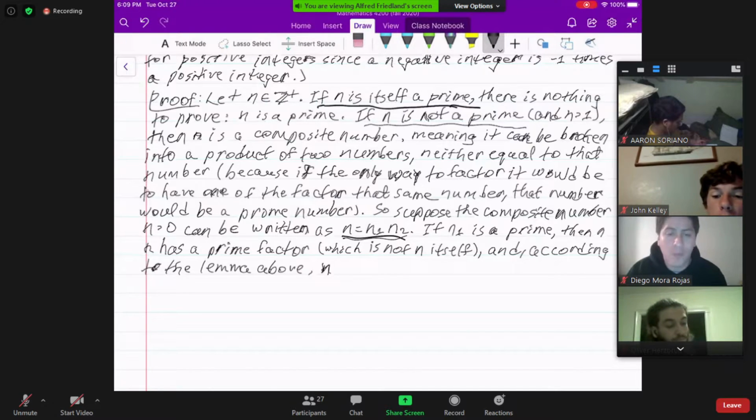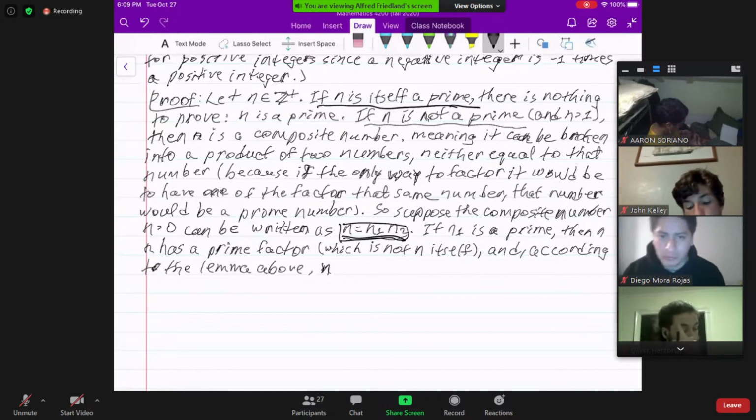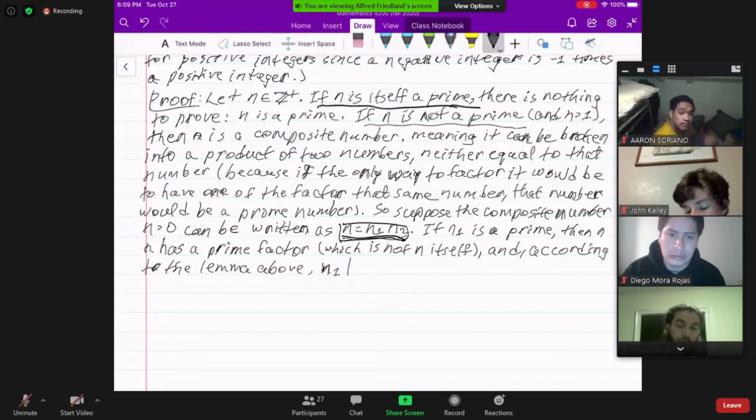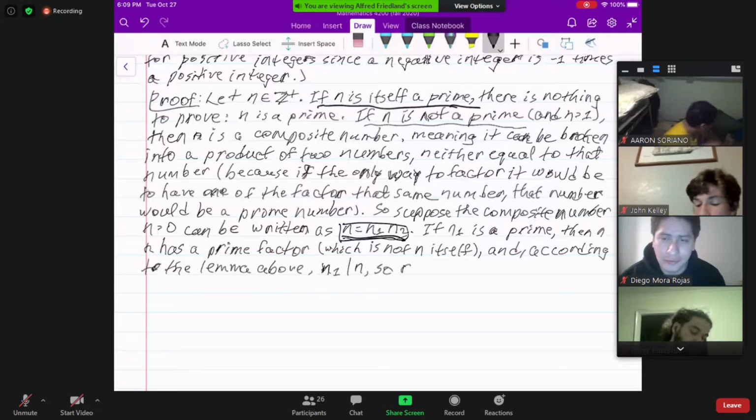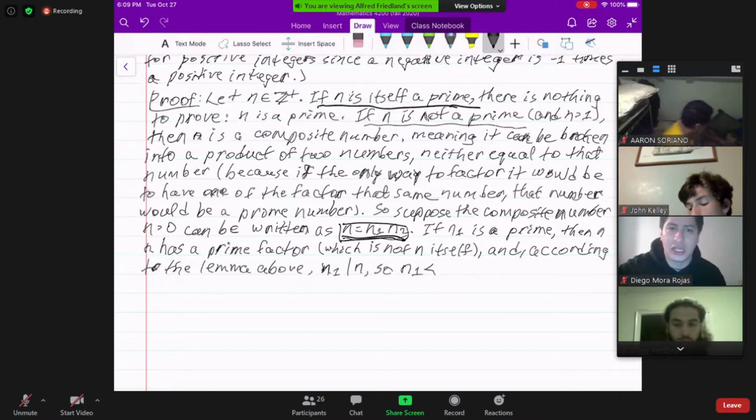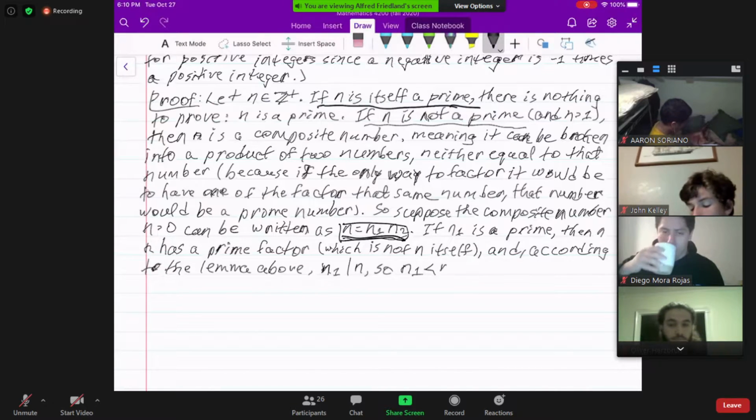So n sub 1 divides, or is a factor of, remember we use different synonyms, n, in the box there, n equals n sub 1 times n sub 2. So n sub 1 divides n. And n sub 1 is strictly less than, not less than or equal to, n. Again, it has a prime factor, look at these parentheses, which is not n itself. That's if this n sub 1 is a prime, then n has a prime factor n sub 1.